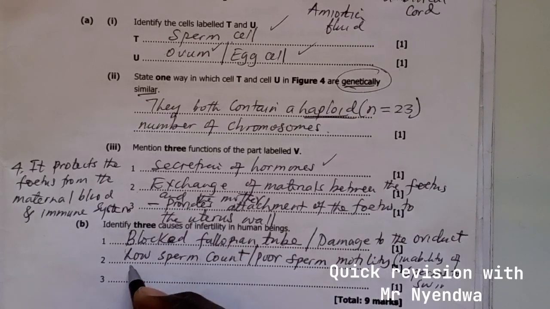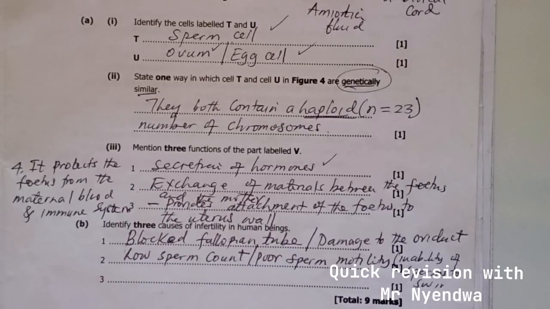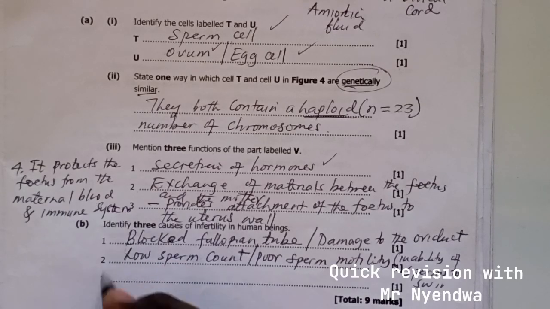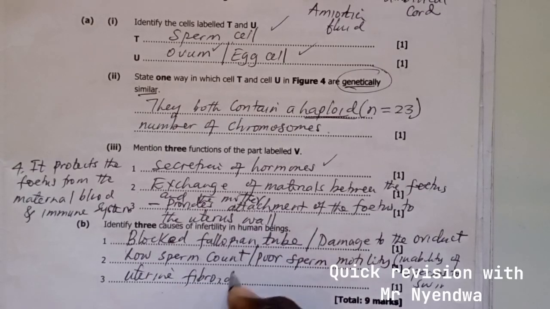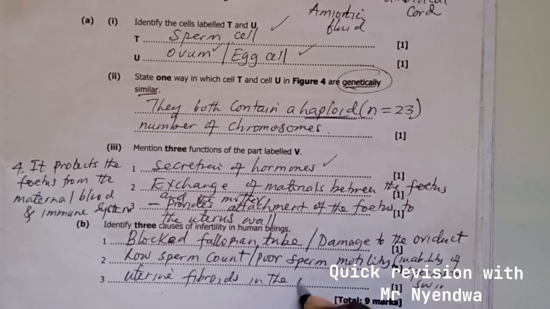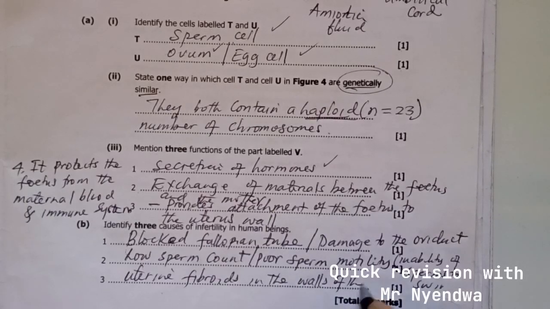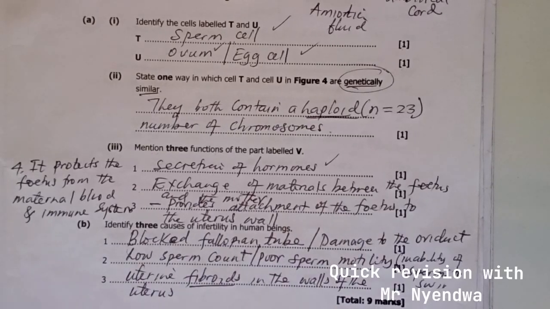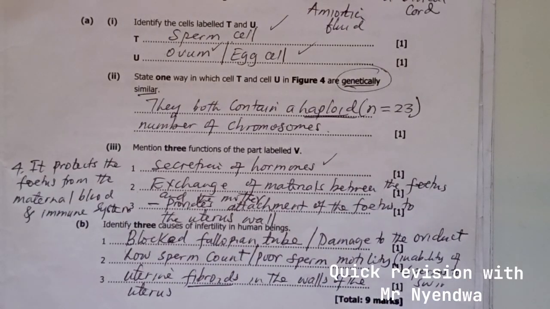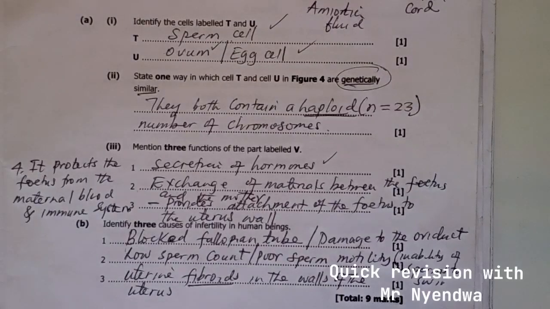Another thing we can talk about is that sometimes the uterus may be blocked with fibroids. For example, we can talk about uterine fibroids in the walls of the uterus. If there are fibroids in the walls of the uterus, then that will prevent the fertilized egg from successfully implanting itself in the walls of the uterus. So those are things that you could have talked about.